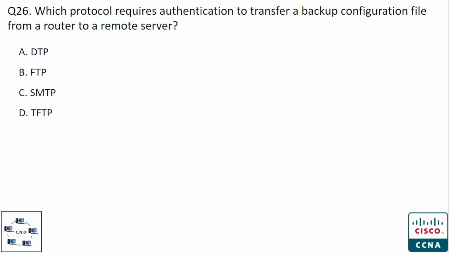Question number 26. Which protocol requires authentication to transfer a backup configuration file from a router to a remote server? The options are option A DTP, option B FTP, C SMTP, and option D TFTP. And the correct option is option B, FTP, File Transfer Protocol.